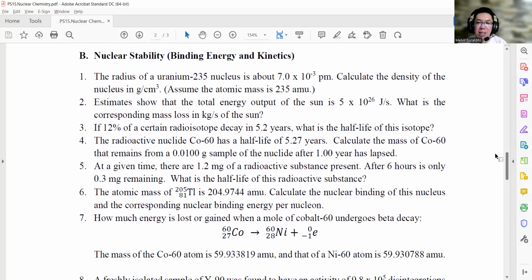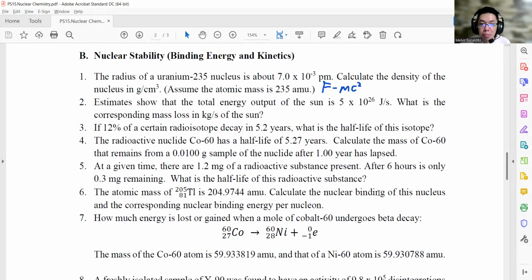So, number 1. Sige, basahin ko muna. The radius of uranium-235 nucleus is about 7 times 10 to the negative 3 picometers. So what we need to do here is calculate the density of your uranium-235 nucleus in gram per cm cubed. Please assume that the atomic mass is 235 amu.